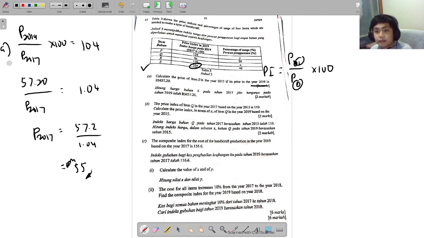So part B, the price index of the item Q in the year 2017 based on the year 2015 is 110. I'm just going to write that down. So P 2017 over P 2015 for Q is given as 4x, times 100 equals 110.